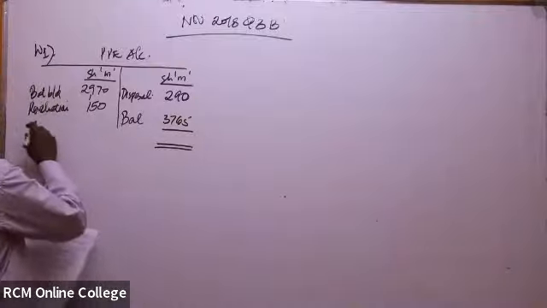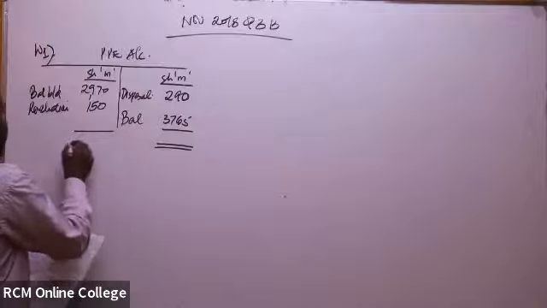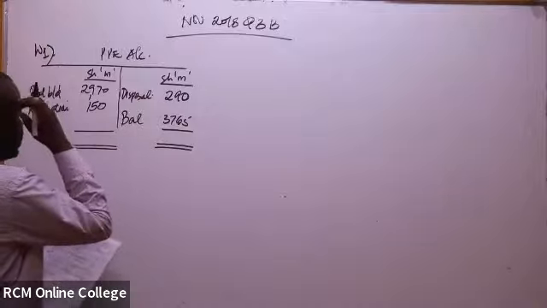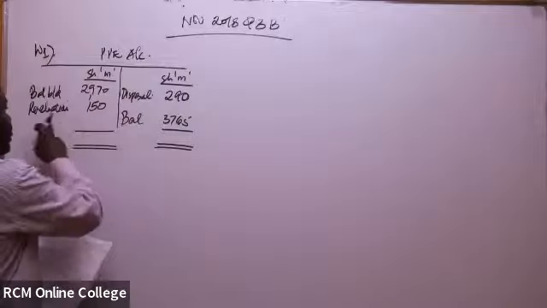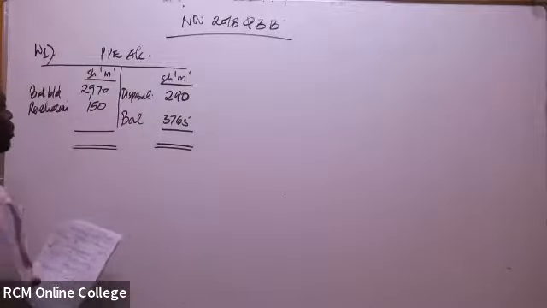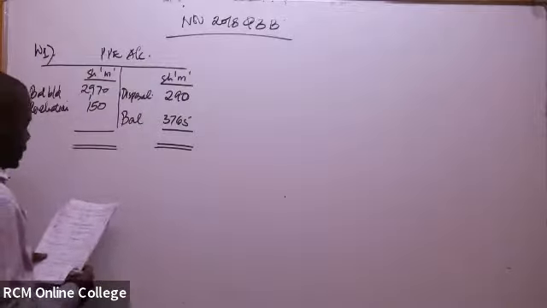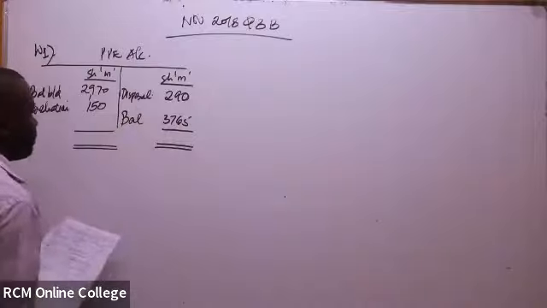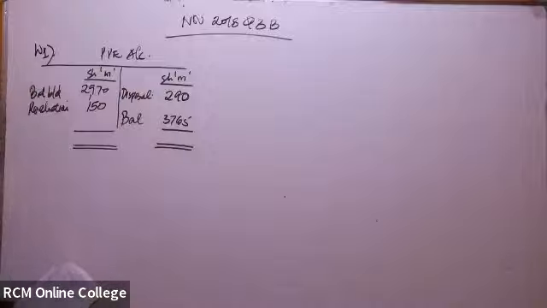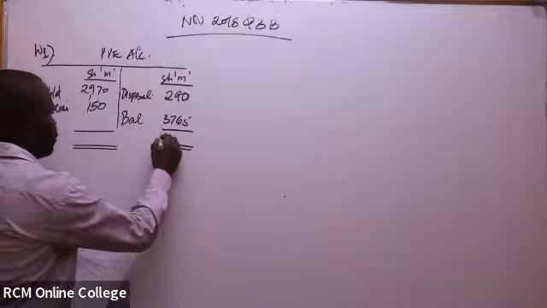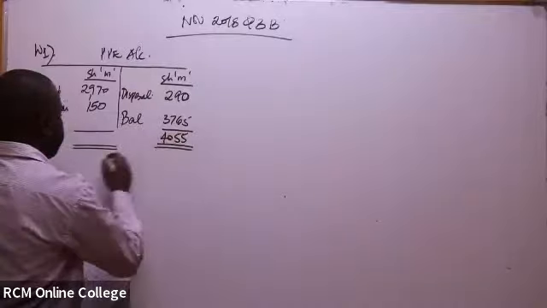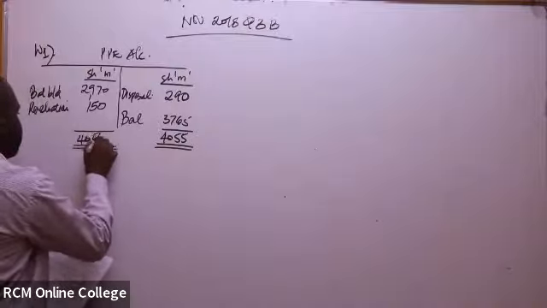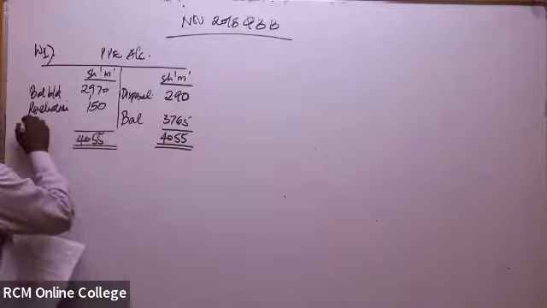So in this case, you look at the side that is more. In most instances, you'll find this one is more, so that we can get any acquisition that was done during the year. If you add these, what do you get? 290 plus 3765 gives 4055.